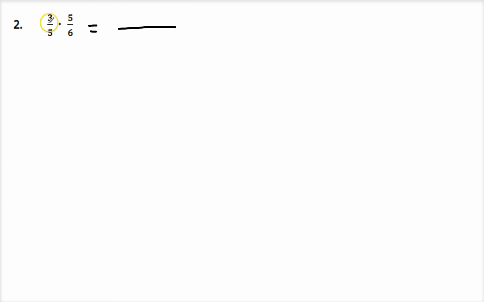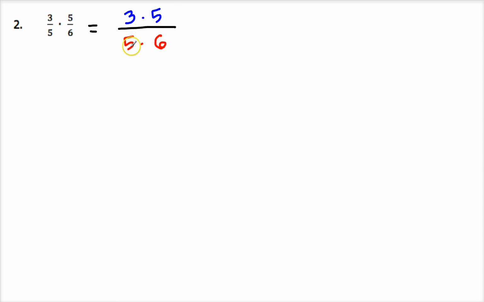So my numerators are 3 and 5, so I'll have a 3 times 5 up top. My denominators are 5 and 6, so I'll have a 5 times 6 on the bottom. On this one, you can see that I have a 5 on the top and a 5 on the bottom.